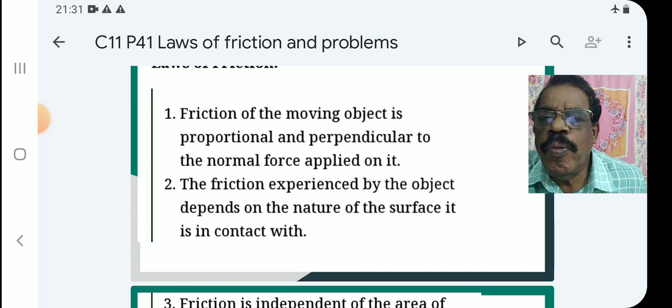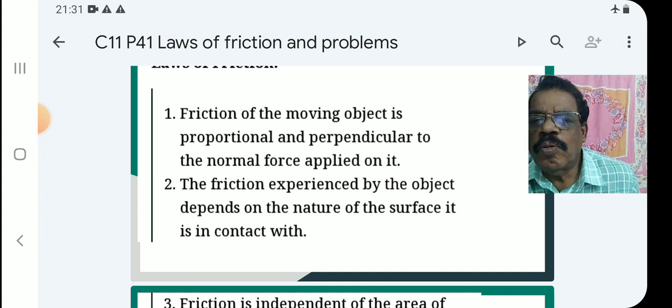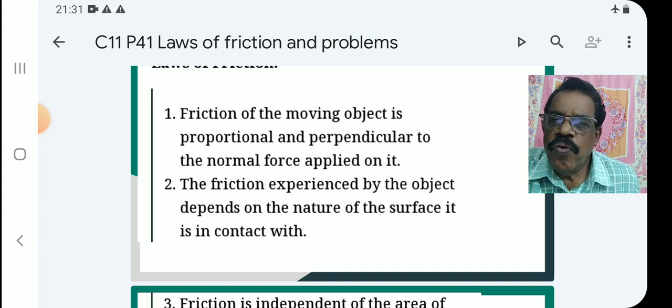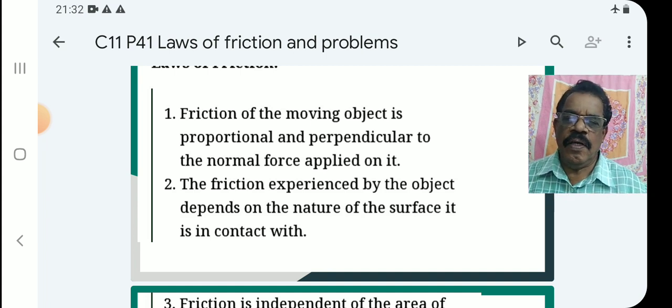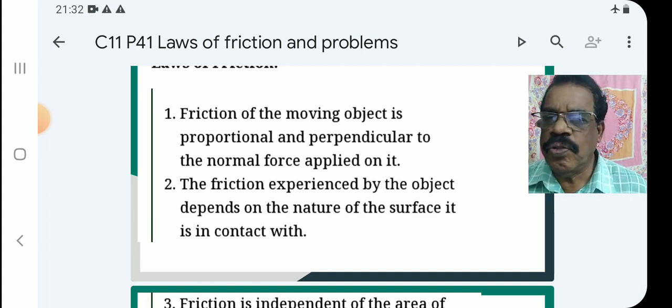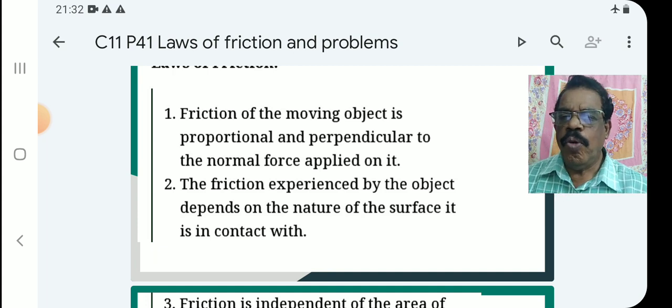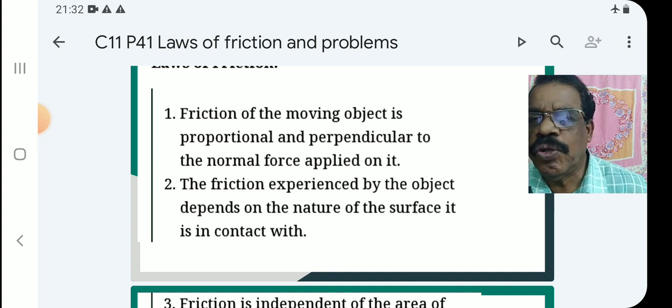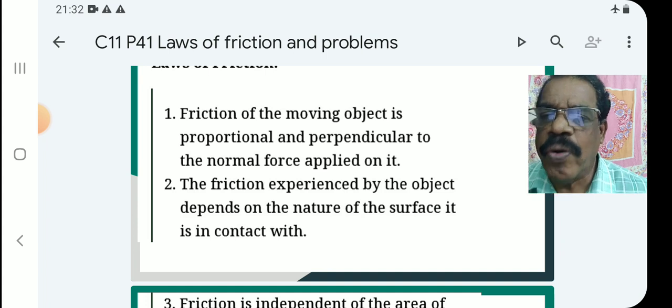Static friction of the moving object is proportional and perpendicular to the normal force acting on it. Or what are the laws of limiting friction? First law, limiting friction of the moving object is proportional and perpendicular to the normal force applied on it.